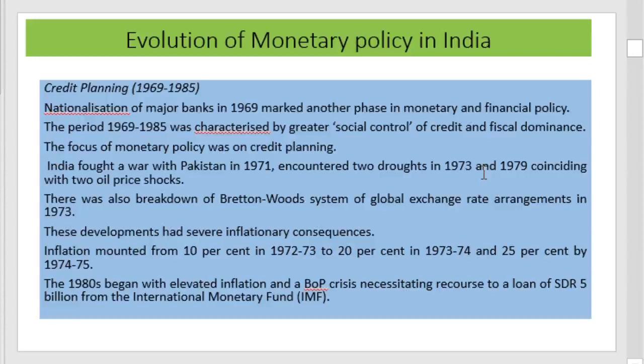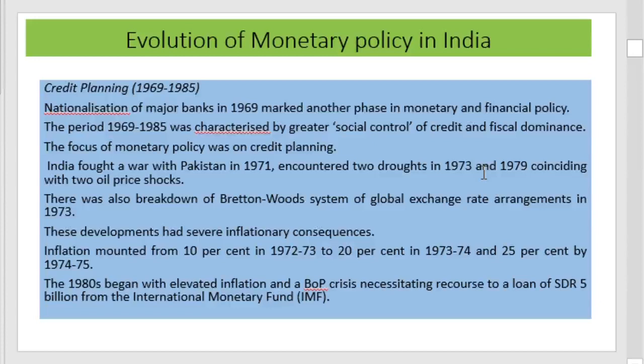These developments had severe inflationary consequences, and inflation mounted from 10% in 72-73 to 20% in 73-74 and 25% in 74-75. Due to these unforeseen situations, war, drought, and oil prices, the inflation rate increased from 10% in 70 to 73 to 25% in 74-75.